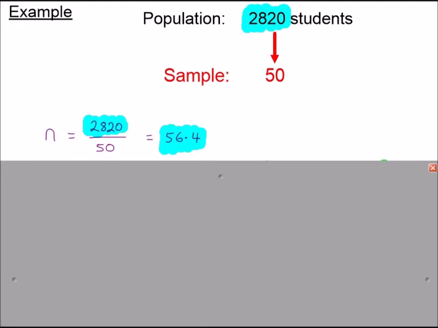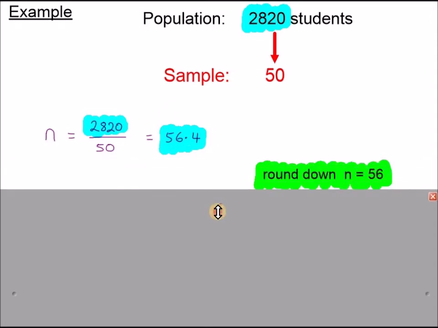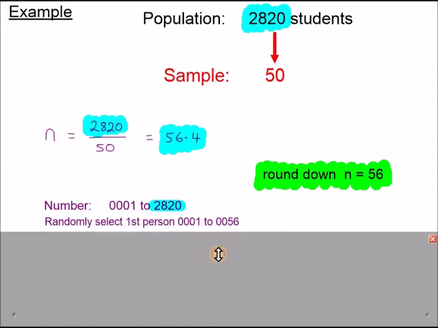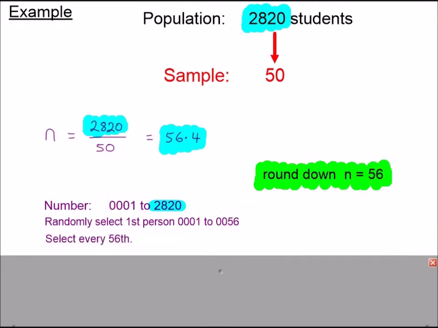Now this is the same example with a slight modification. I've got 2,820 students this time, and when I do my calculation here, I get a decimal value. So how do you deal with a decimal value? So you could round up or you could round down. If I was to round down to 56, again, I've got my numbering scheme, and I want to randomly select the first person in the interval 1 to 56, because I'm using that value again in here, and I want to select every 56th person, again that value.